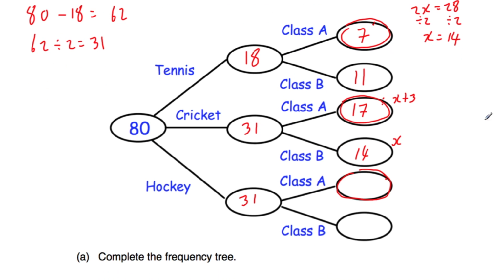So that means that we can figure out this number here, because we can do 7 plus 17. That's equal to 24. There's 39 students altogether in Class A. So 39 take away 24 is equal to 15. So that must be equal to 15. And because 15 plus 16 is equal to 31, that must mean there's a 16 there.